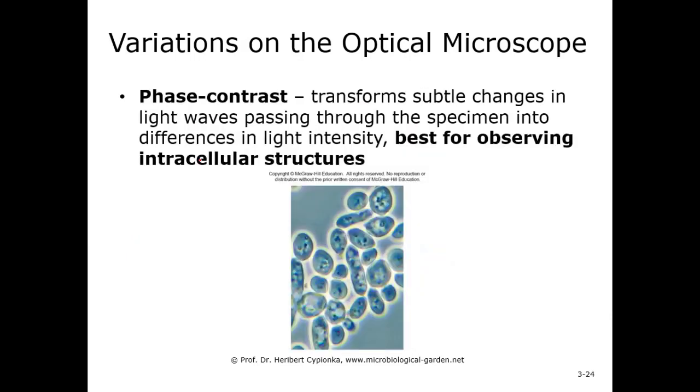The next type is called phase contrast microscopy. This is a very specialized type of microscopy. These types of microscopes are very expensive, like tens of thousands of dollars. So obviously we don't have one of these at home.